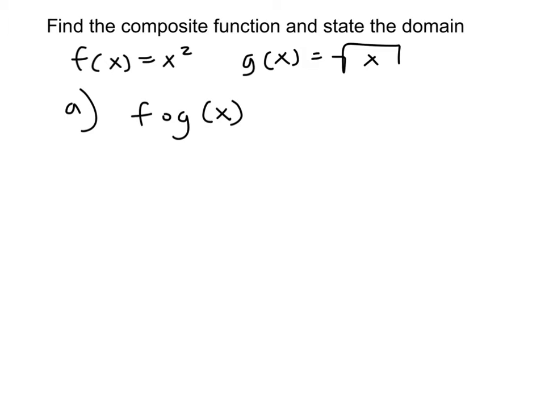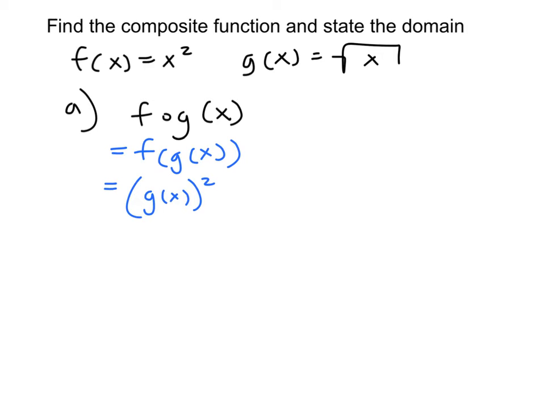It says f of g of x. So we know from the previous video that this is the same thing as f of g of x. So the first thing I'm supposed to do is look at my function f and then plug in g of x for x. So I'm going to plug in g of x, and then that's going to be squared. So g of x squared.